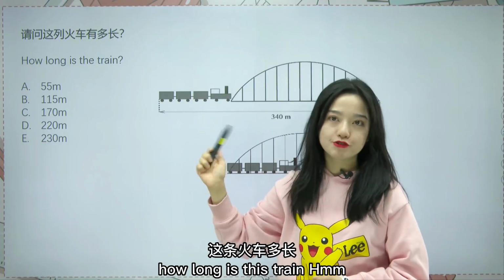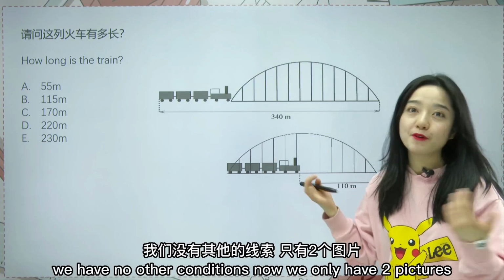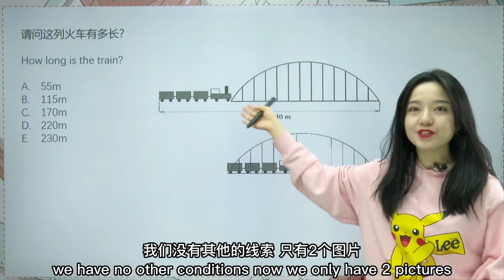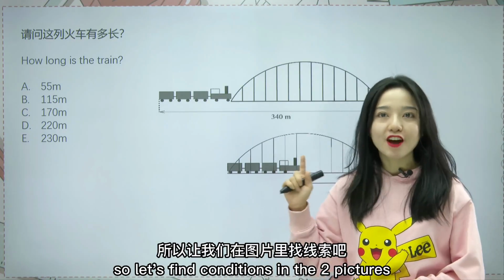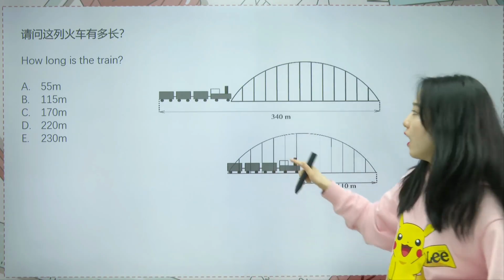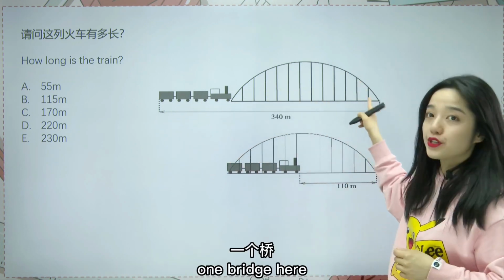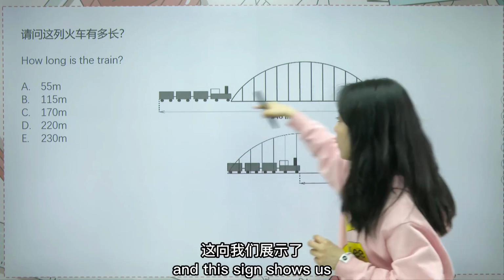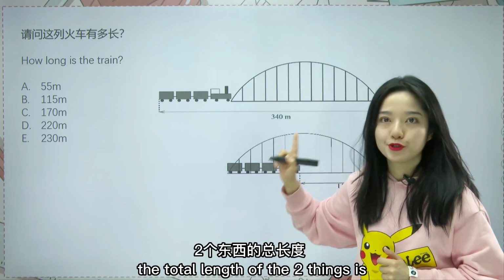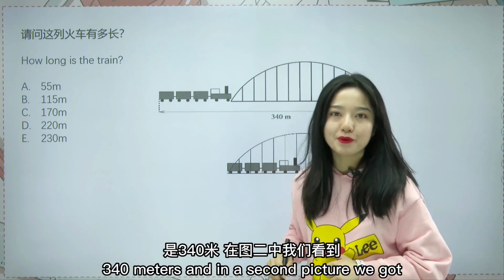How long is the train? We have no other conditions now. We only have two pictures, so let's find the conditions in the two pictures. In the first picture, we got one train and one bridge here, and this sign shows us the total length of the two things is 340 meters.